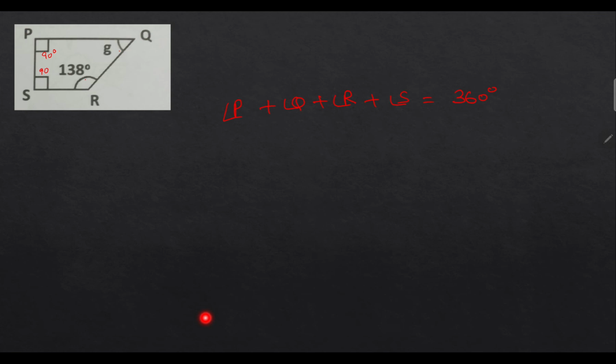So what you will do here is angle P is 90 degree. Angle Q is G. Angle R is 138 degree and angle S is also 90 degree, is equal to 360 degree. Now 90, 138 and 90. Add these 3 numbers. After adding these 3 numbers, you will get the answer 318 degree plus G is equal to 360 degree.